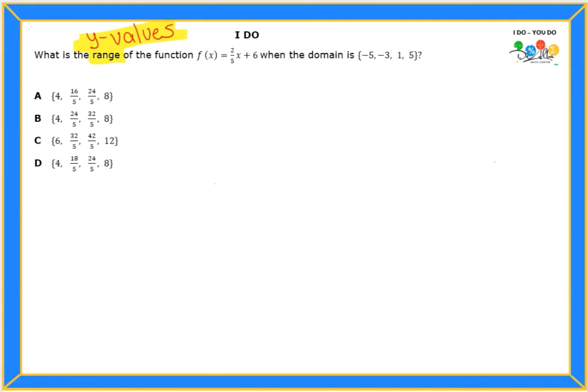And they are giving us the domain, okay? And domain has to do with x values, okay? So make sure that you memorize which is domain and which is range, right? And the function that is given to us is f of x equals 2/5 x plus 6, okay? And the domain that they want me to use are given to us as -5, -3, and so on.